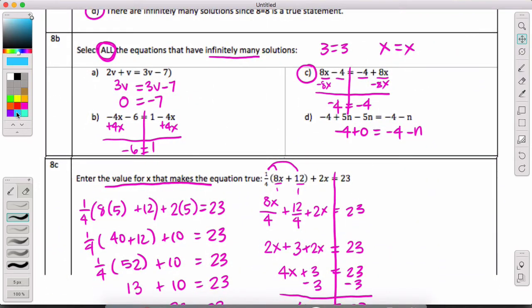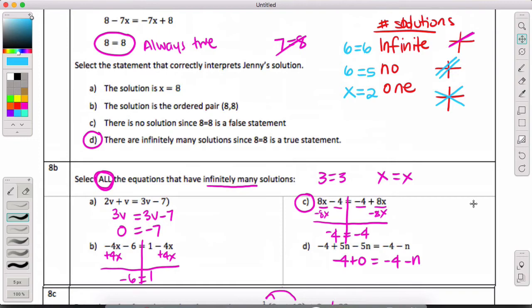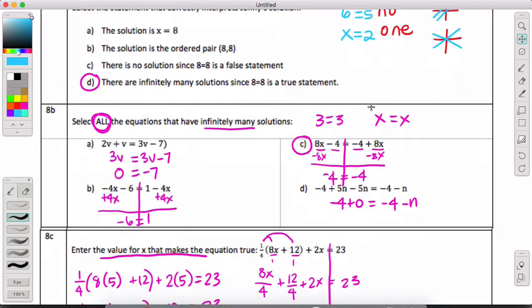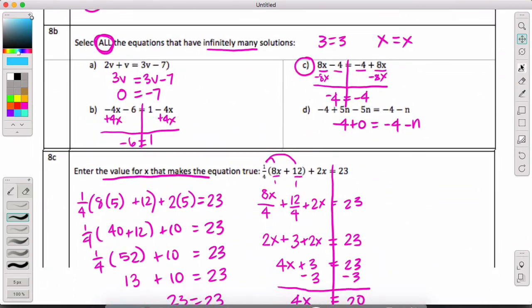I'm going to keep with this color blue throughout, so as I'm going over these deeper concepts, that will be the blue that I'm about to write in. Select all the equations that have no solution. Well, this one has no solution because we have a situation where this is never going to be true.